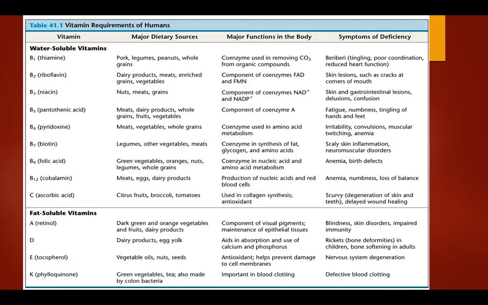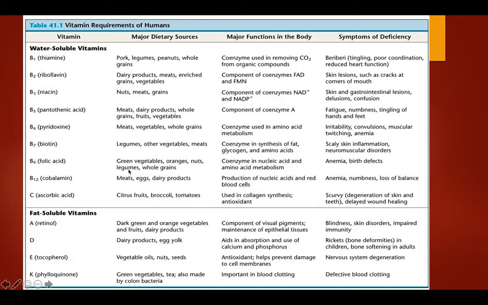So here are the vitamin requirements for humans. We have water soluble on the top, and then we have fat soluble on the bottom. And so vitamin B, lots of different types of vitamin B. Vitamin C is also one of those water soluble ones. We get those in citrus fruits, broccoli, tomatoes.